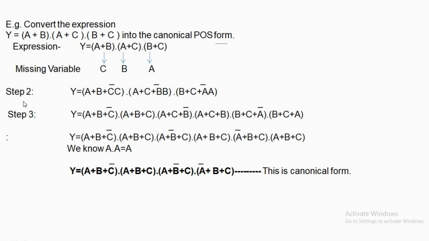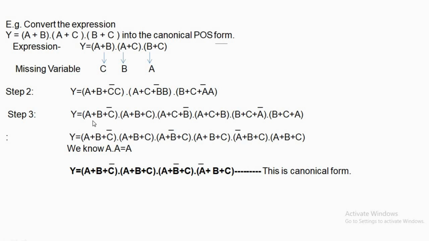Now do the second step, that is slightly different than the SOP form. So here first term write down as it is, a plus b, missing term is c. So you have to add c bar into c. Next, in the second term, a plus c as it is, plus b bar b. In the third term, a is missing, so b plus c as it is, plus a bar a.